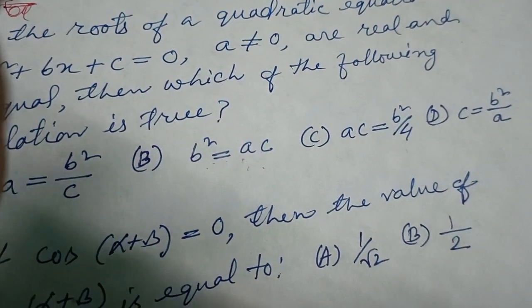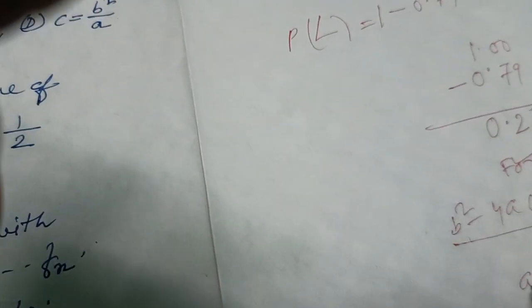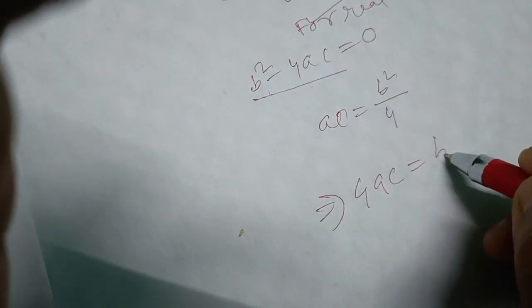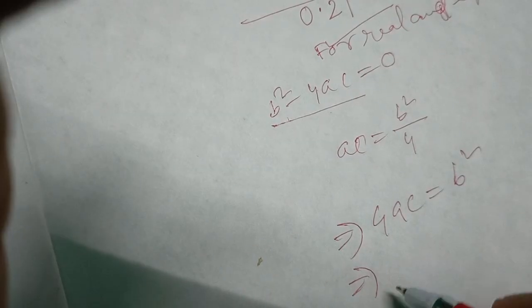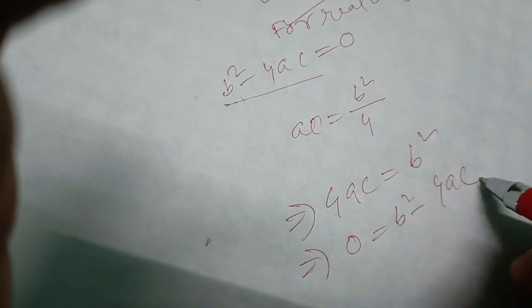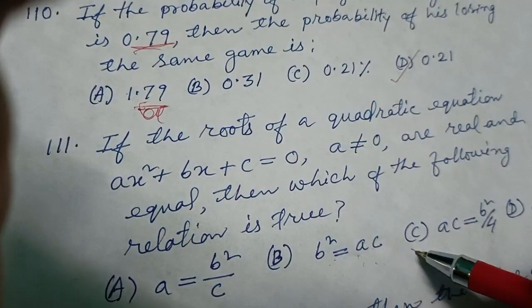In option number C, it is written like this: AC is equal to b square divided by 4. If you do cross multiplication, you will get 4AC is equal to b square. Now if you take this to the right hand side, 0 is equal to b square minus 4AC. That means this is satisfied. Clear? So this one will be your answer.